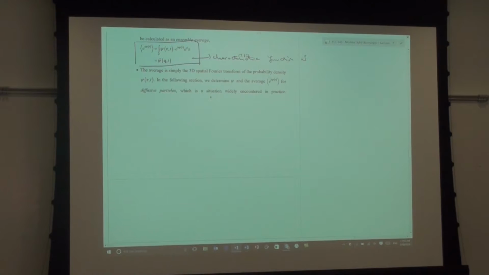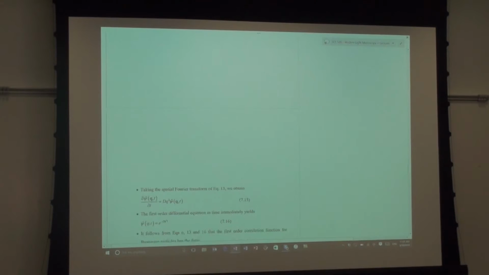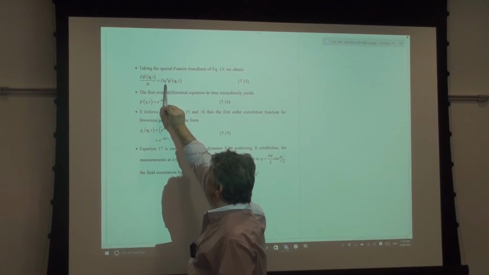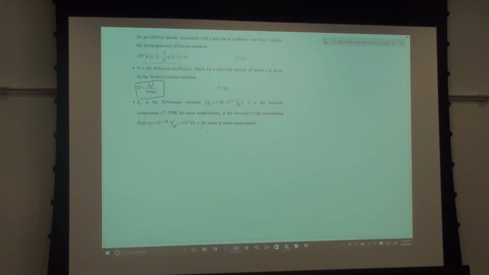Okay? If you take that equation and you do the Fourier transform, what you get out is exactly this. Fourier transform with respect to R. We used this many times already. What's the Fourier transform of this Laplacian?